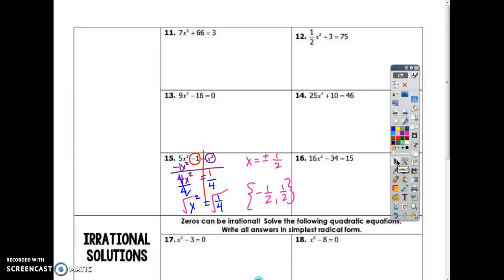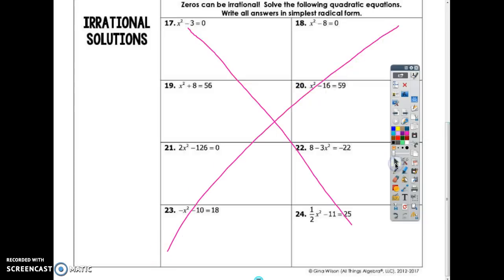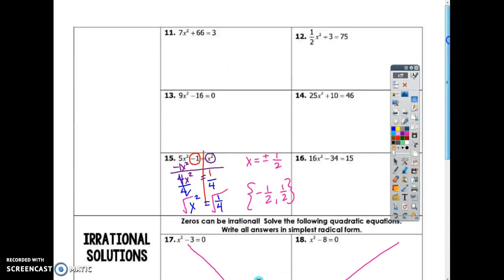I want you to do the other ones that I didn't do all the way up to 16. Don't do the bottom. Down here, don't do these. Okay, so go ahead and finish the other problems.